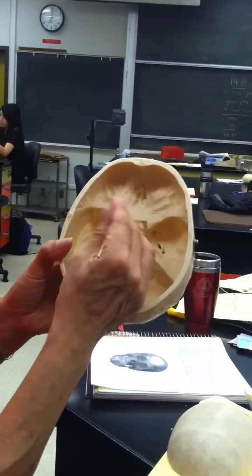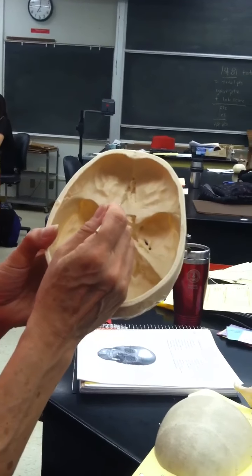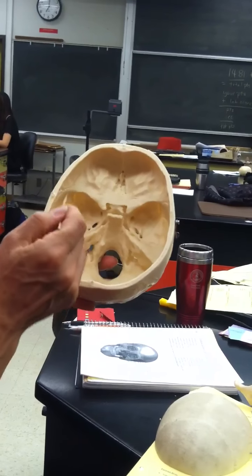In here, we have our ethmoid bone. This is our crista galli, cribriform plate. The holes in here are olfactory foramina. This is our sphenoid bone.